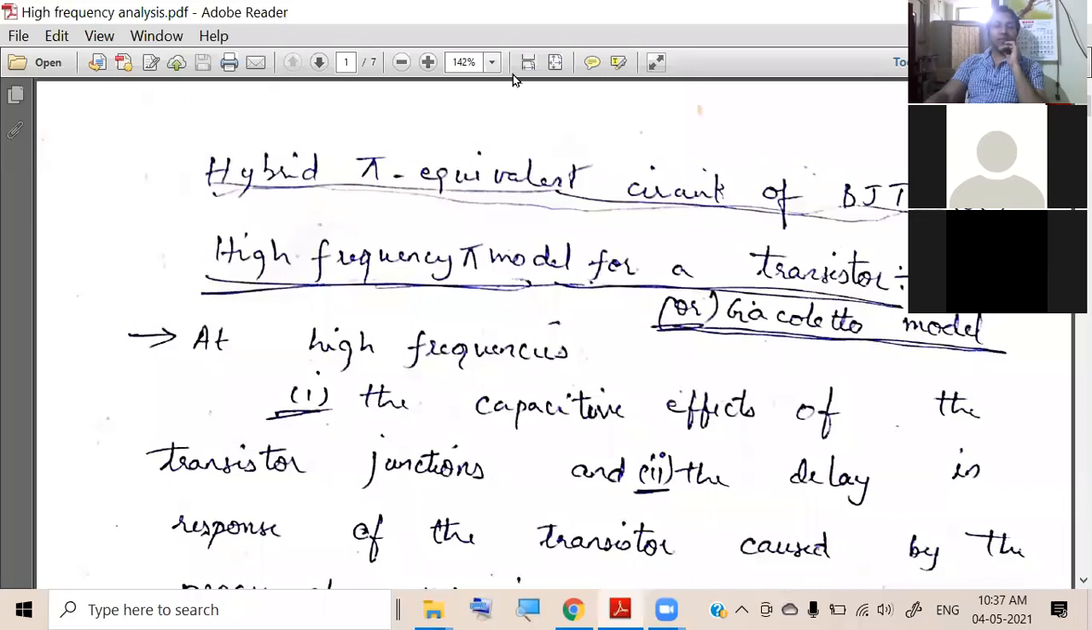Please confirm if my voice is clear. You are able to see my screen. Yes.